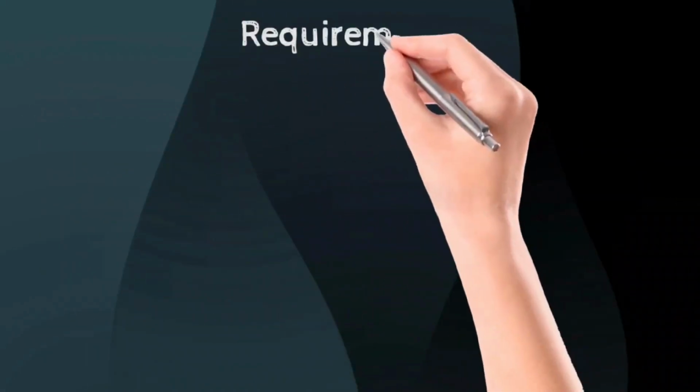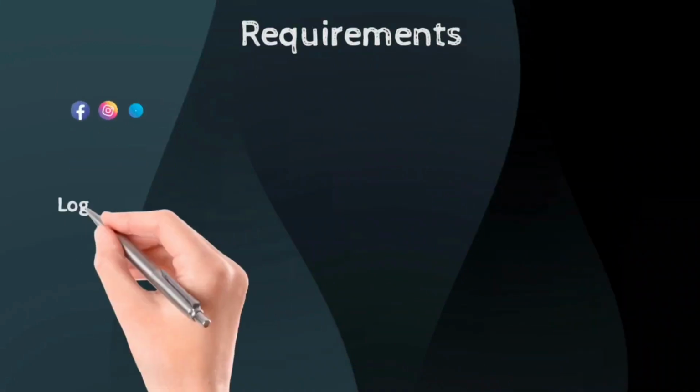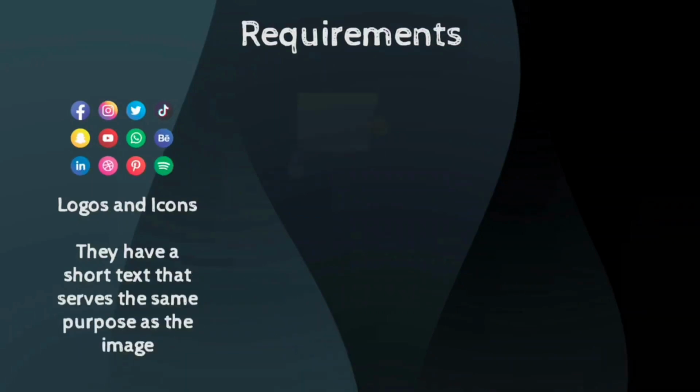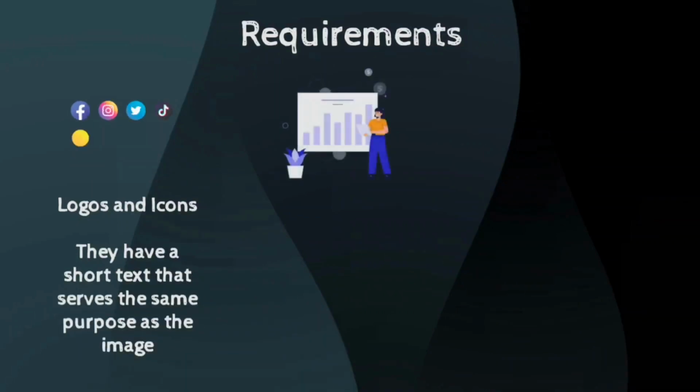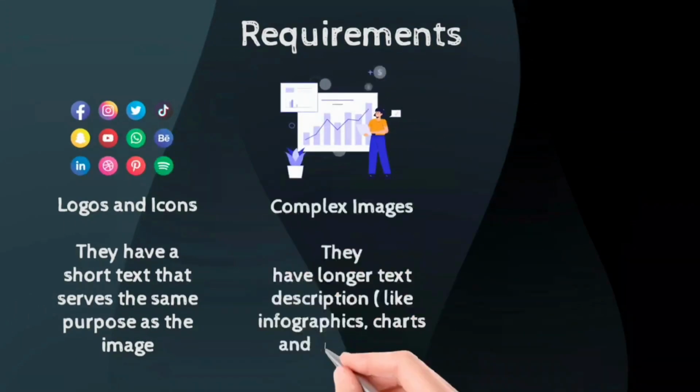Some of the requirements of non-text content are: images like logos and icons that communicate information should have short text alternatives that serve the same purpose as the image. Complex images like infographics, charts, and diagrams should have longer text descriptions within the same page.